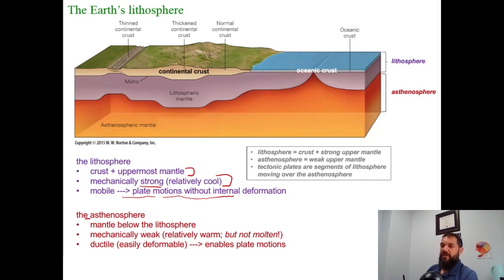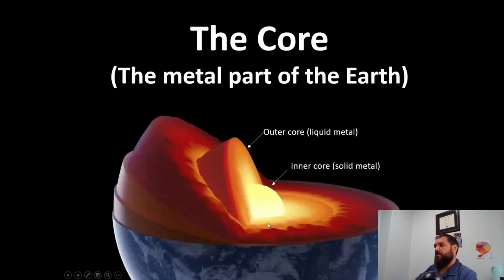The asthenosphere, on the other hand, is the part of the mantle below the lithosphere. It's mechanically weak. It's warm. It's not molten. It's not a liquid, but it's warm enough to be ductile and deformable. So it's ductile and easily deformable, and it convects and allows for the plate motions. Okay, so besides that, that's the mantle.